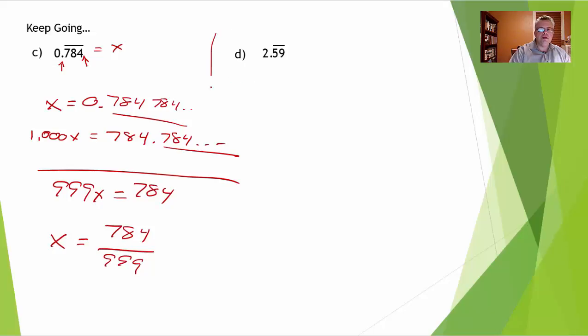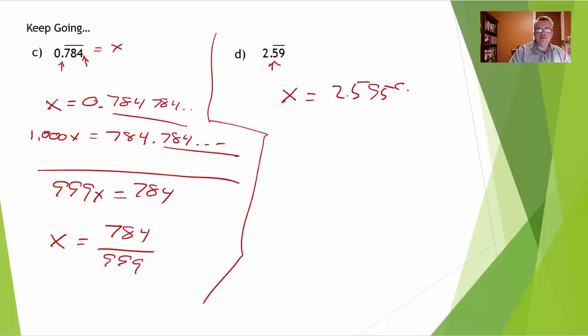If you haven't done any of these, you just got to kind of do a couple and get the hang of it. Alright, this one, the pattern begins right after the decimal, so we'll use x itself. 2.5959 repeating. And then we want to move it 2 places. So 100x would be 259.5959, etc. So again, we got the decimals the same.